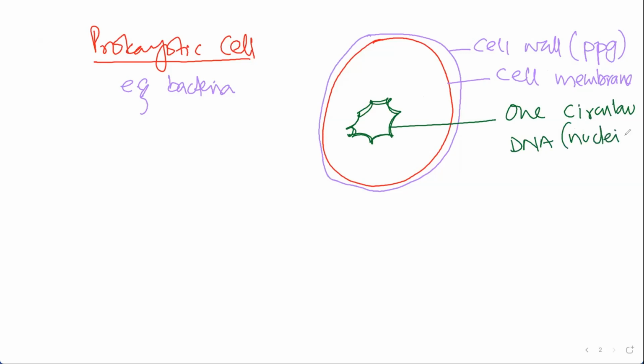In a minute, we'll go back to the eukaryotic cell. And should they have ribosomes? Yes, because ribosomes are membraneless. Should they have ribosomes?